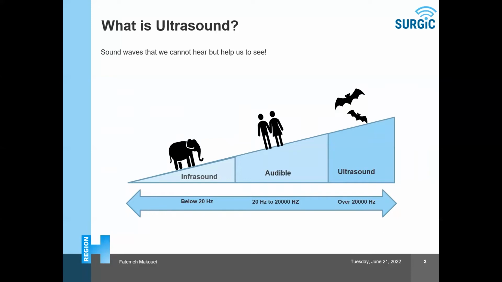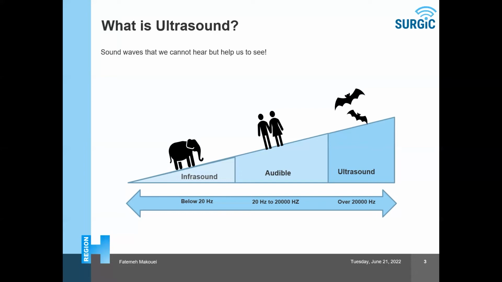But what is ultrasound? They are sound waves that we cannot hear but help us to see. Isn't it fascinating? A normal human ear is able to hear sound with frequencies from 20 Hz to 20,000 Hz. The range of 20 Hz to 20,000 Hz is called the audible frequency range. For sound below 20 Hz, the term infrasound is used, and ultrasound applies to all acoustic energy with a frequency above human hearing.